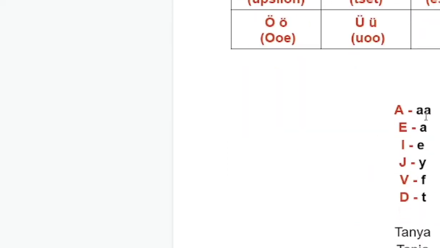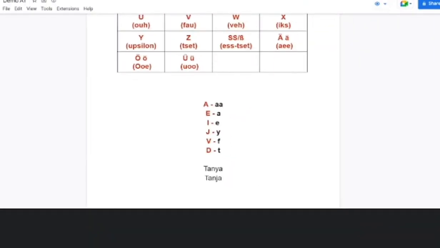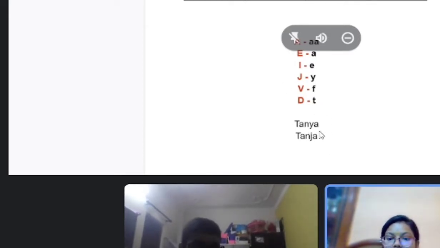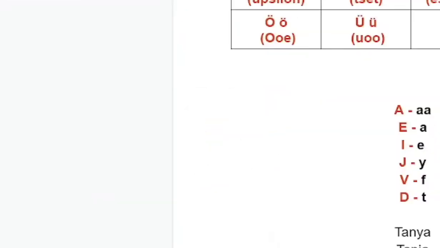And remember, this A we call it A, like double A in English. And E is always pronounced as A. And I is always pronounced as E. J is Y when we write it in a word. V is F. And D is pronounced as T. Can you give me an example? Anything that ends with D: Abend. How do you pronounce this? Abend, it ends with T. Mostly the pronunciation of D is T, like V is F. You have to remember that. For example, Tanja. In English we write T-A-N-Y-A, but in German, T-A-N-J-A. Okay, ma'am. Not okay, you have to revise this.